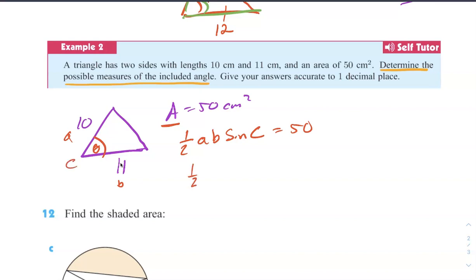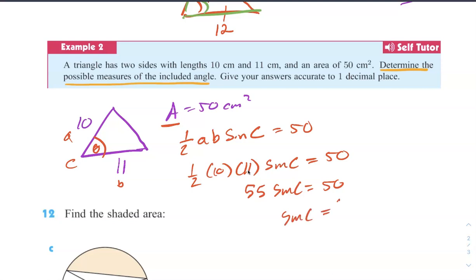So 1/2 times 10 times 11 times sine of C equals 50. That's just mostly a math problem. To simplify this, I get 1/2 times 10 is 5. 5 times 11 is 55. So 55 sine of C equals 50. So sine of C equals 50 over 55.